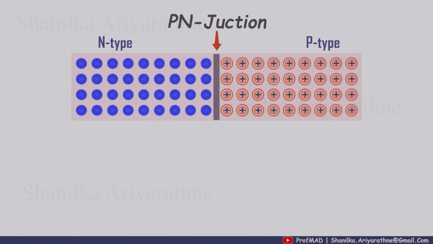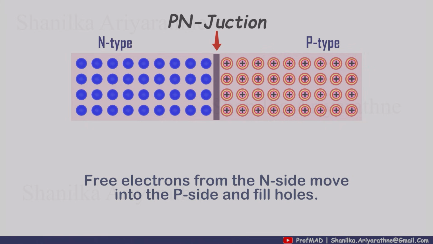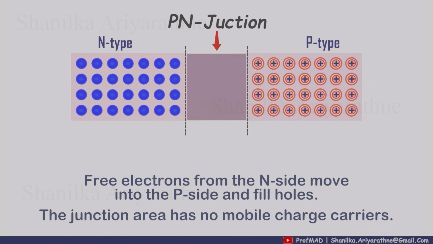So what actually happens around this junction? Near the junction, free electrons from the N-type region move into the P-type region and fill nearby holes. As this happens, the area around the junction is left with no mobile charge carriers, no free electrons, and no holes. This region is called the depletion region. It behaves like pure silicon, meaning it does not conduct electricity under normal conditions.